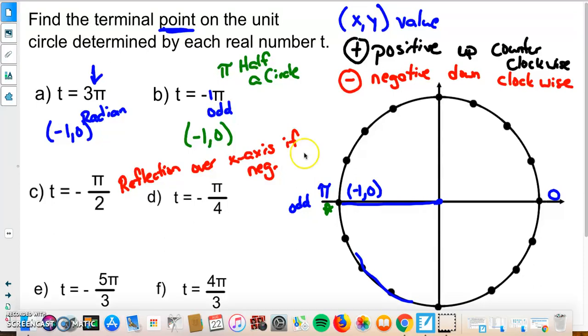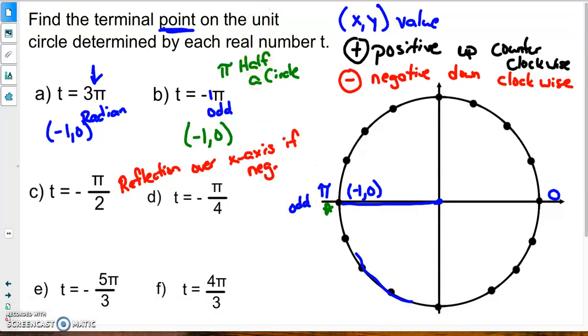Okay, now a radian is always a distance, so let me show you the non-reflection way first. If I'm going negative pi over 2, okay, so it's a pi over 2 distance. Pi over 2 is a fourth of a circle, okay, and I'm going to travel down a quarter of a circle. All right, well, that ends you up right here. If I put that as a point, that would be the point 0, -1.